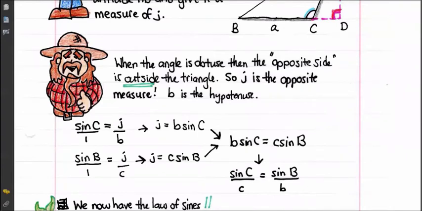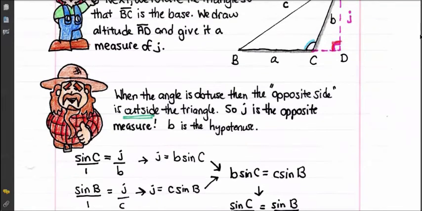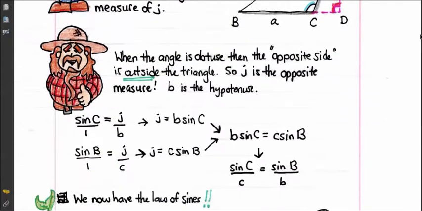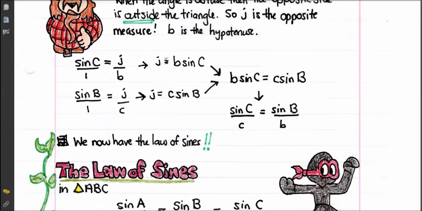This means that the sine of c over 1 is j over b. And so j can be written as b times sine c. But if you look at the sine of angle b right here, we can also write that as j over c, because we have this larger right triangle here, BDA. So I can find two expressions for j, and so substitution allows me to say that b times sine c equals c times sine b.